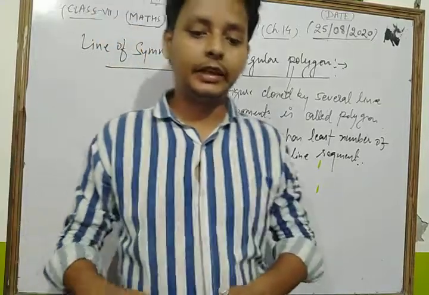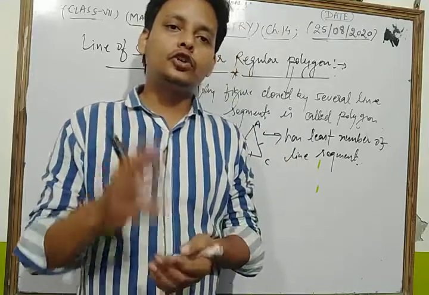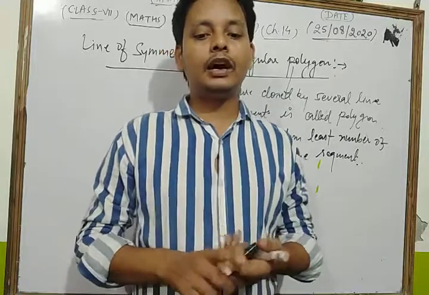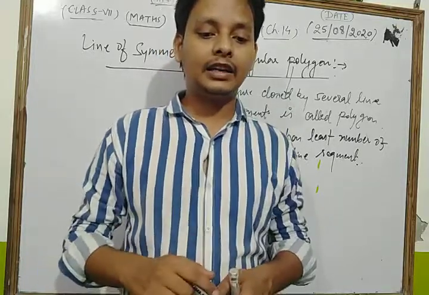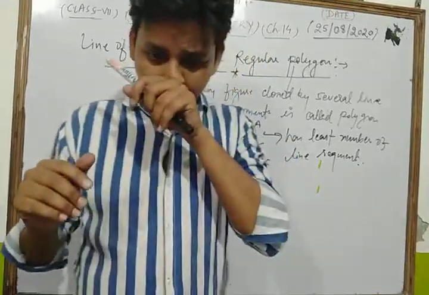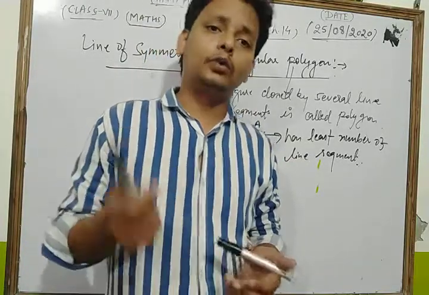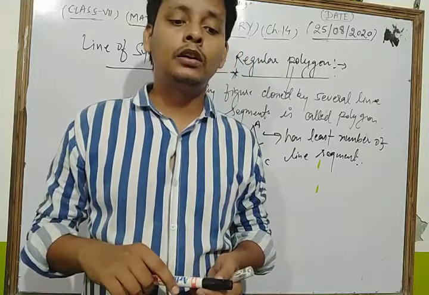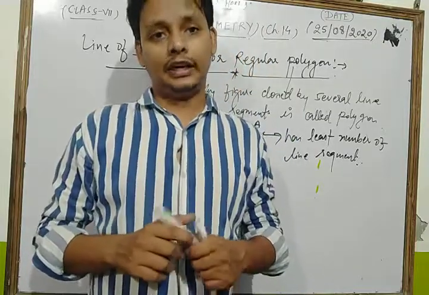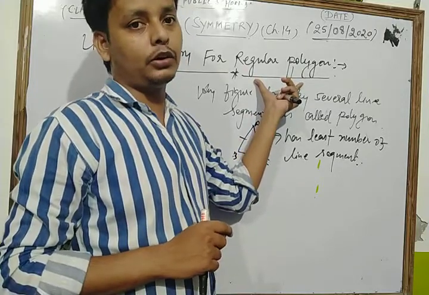Now let's listen carefully. A polygon is said to be regular. Under which condition is a polygon said to be regular? Dear students, a polygon is said to be regular if all its sides are of equal length and all its angles are of equal measure. Then it is said to be a regular polygon.